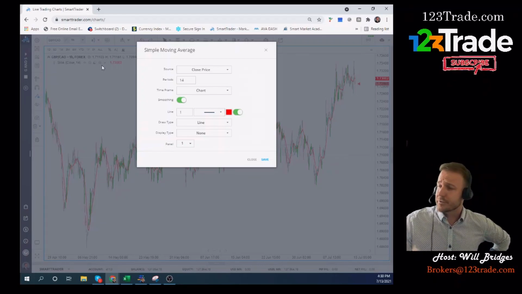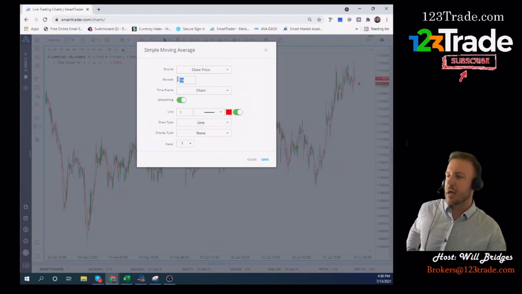Or you know what? This looks sideways. I'm going to look for places to buy and sell. Or you know what? This looks down. So I'm going to look for places to sell. So how do I figure that out with this tool?